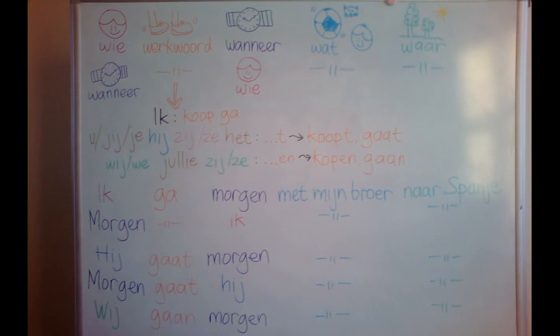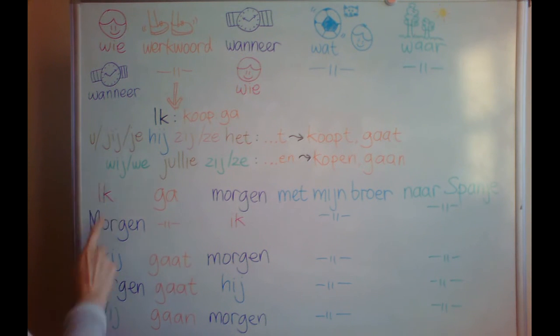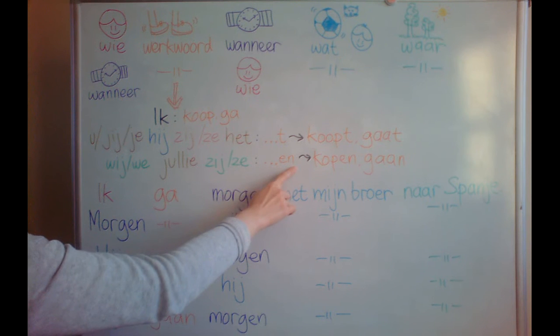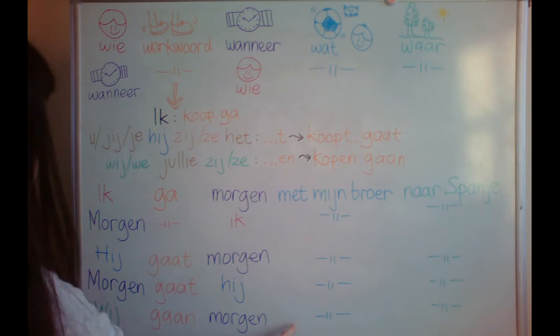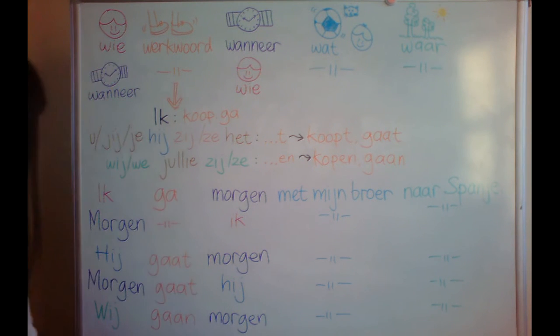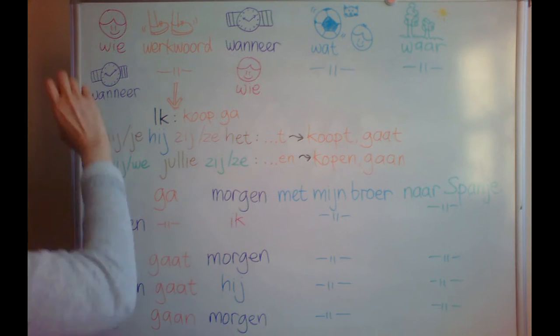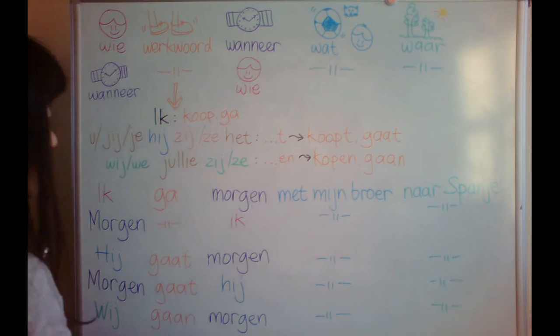And this one, we will use subject consists more than one. We will use wij or we in English. The werkwoord or verb use en or n. Gaan. Wij gaan morgen met mijn broer naar Spanje. Switch. Morgen gaan wij met mijn broer naar Spanje.